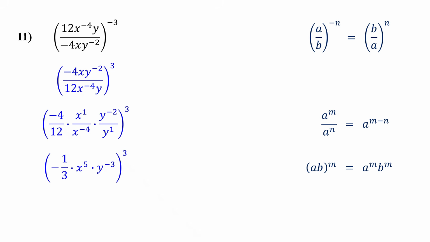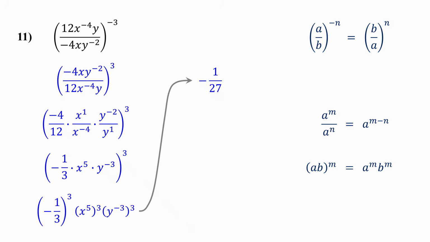Now we have a product raised to a power. So distribute the exponent 3 to each factor inside. Then simplify each piece. -1/3 to the 3rd equals -1 over 27. For the variables, keep the base and multiply the exponents. For x, 5 times 3 equals 15, giving us x to the 15th. For y, -3 times 3 equals -9, giving us y to the -9th.